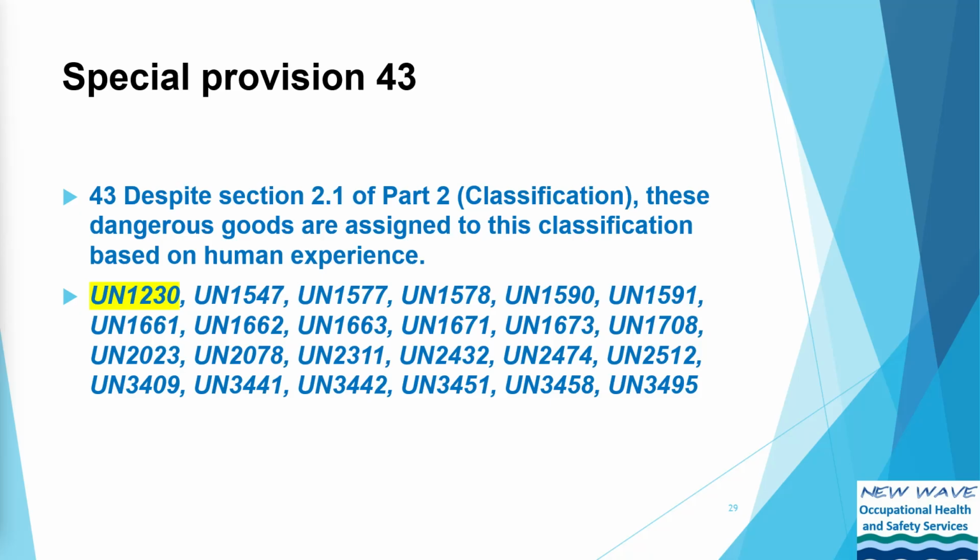So what is special about methanol? As you may know from old moonshine movies, it can cause blindness. But blindness is not a criteria for toxic products. To overcome that, Special Provision 43 puts methanol in class 6.1 anyway, despite the fact that if you use the actual criteria, it should not be there.